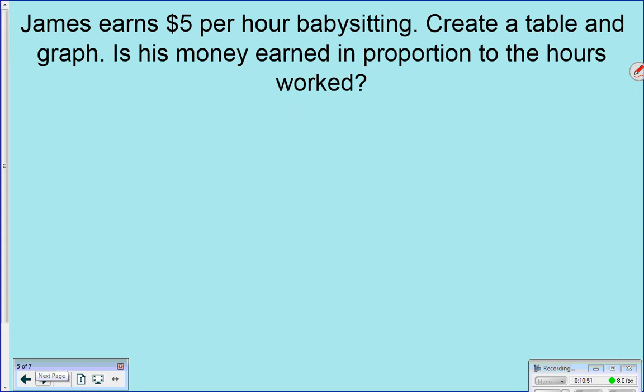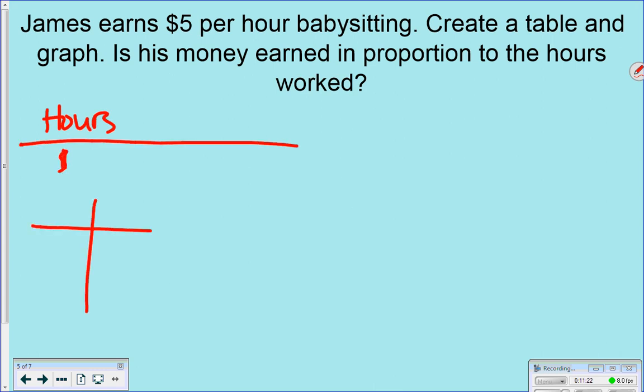Okay, so here's an example of what they're going to do for you. They're going to say, James earns $5 per hour babysitting. Create a table and a graph, and then tell if it's in proportion. You still have to graph it, even if you know whether it's going to be in proportion or not. Well, first of all, I need to create a table. So we can do hours, and then money.